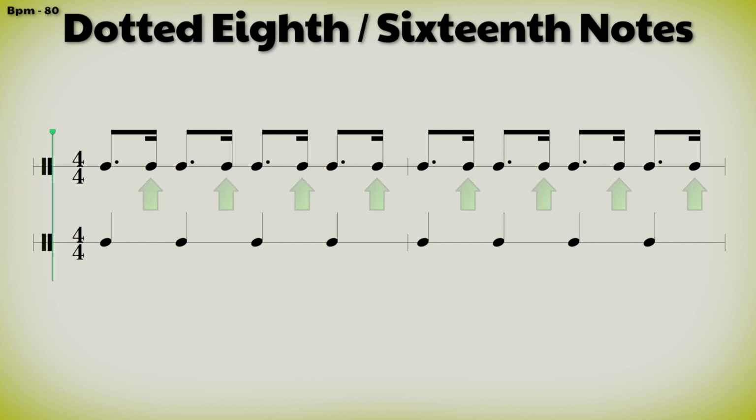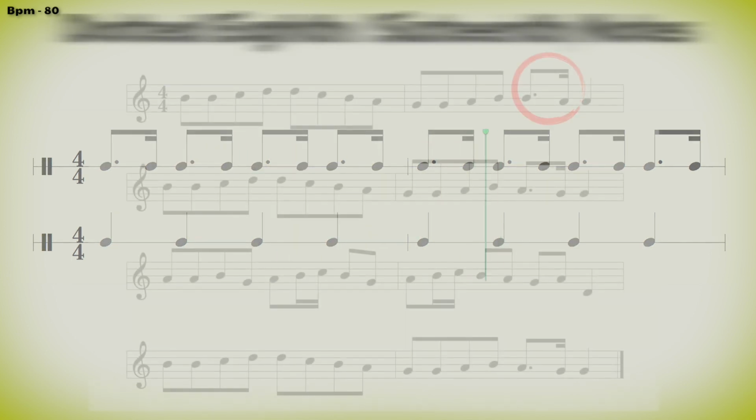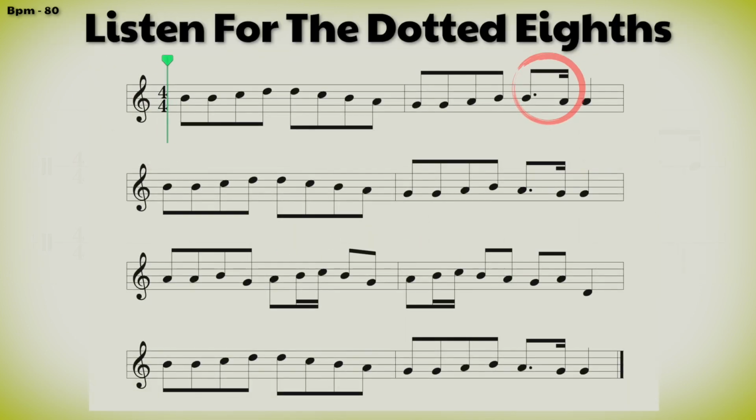Let's listen to what it sounds like with the dotted 8ths and 16ths. So we can hear the tempo hasn't changed, the amount of notes hasn't changed, just when the notes are being played is changing. The first note is being held for longer, and the second note is being held for less time. Now let's go back to the actual song and try to hear this happening in the song itself.